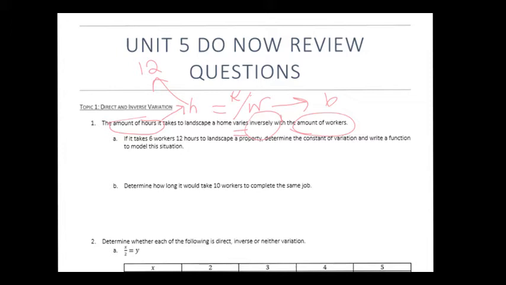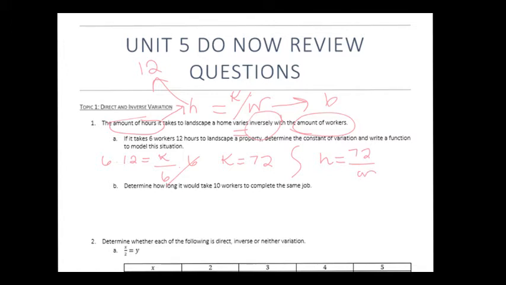So that means for part A I have 12 is equal to k divided by 6, and then you just use simple arithmetic to solve for k. So I'm going to solve for k by multiplying both sides by 6. It'll cancel here. And that tells me that k is equal to 72. Okay, so what that information gives me is that the equation that models this function is h is equal to 72 divided by w.